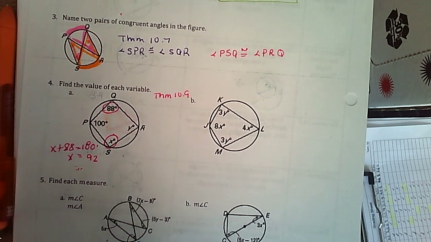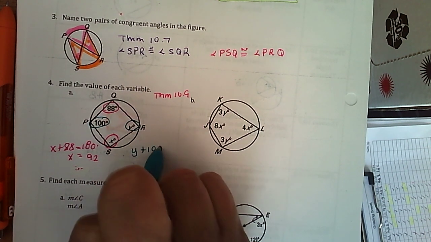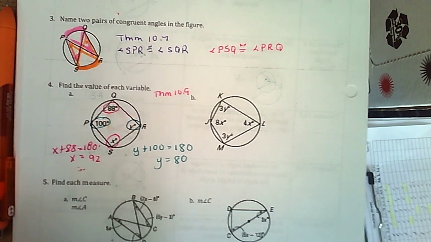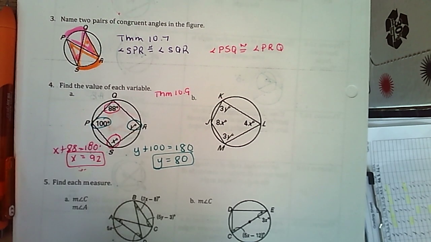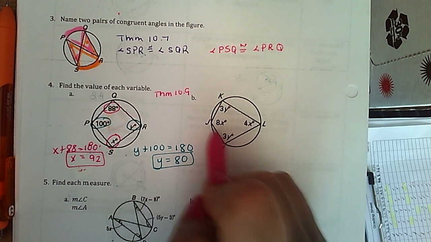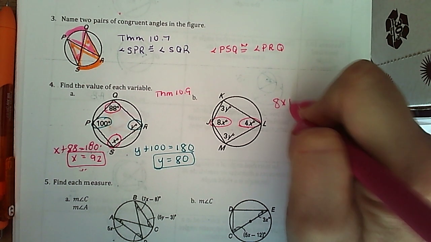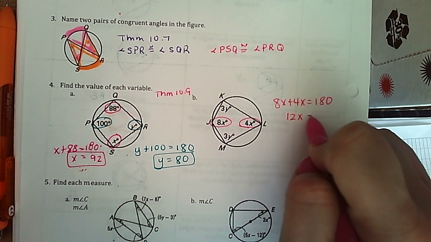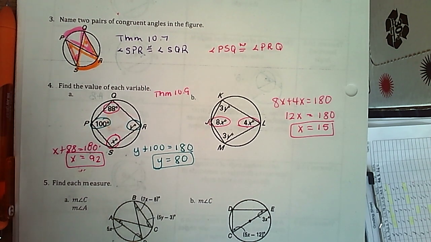Now if I want to find y, again, y and its opposite angle equals 180 degrees. Subtract 100 from both sides. Y is 80. All right. I want you to practice this with me while I'm doing it as well. So now, opposite angles are supplementary. So 8x plus 4x equals 180. When I divide it, x is 15.